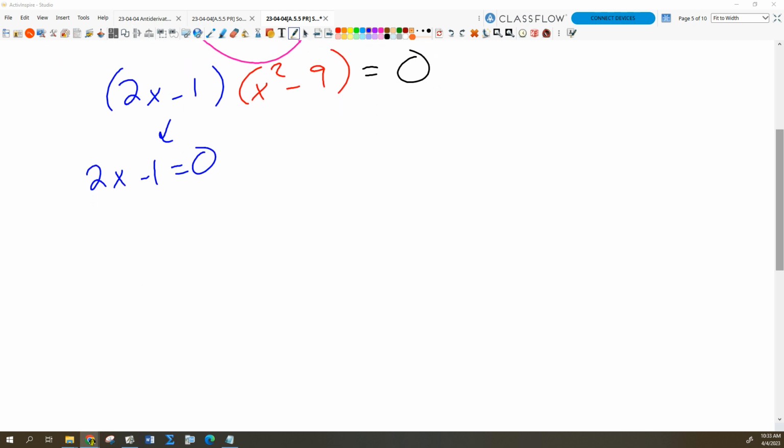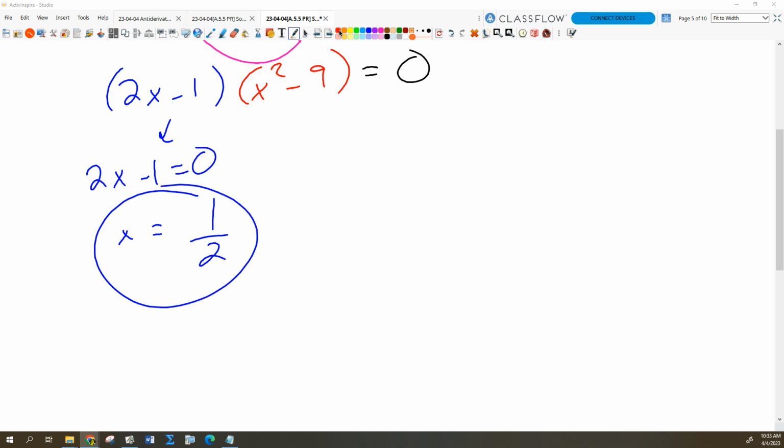Add 1 and divide by 2, which is going to give me what then? X equals, no, 1/2, right? Positive 1/2. I'm going to add the 1 to the other side and then divide by 2. So there's one solution, right?